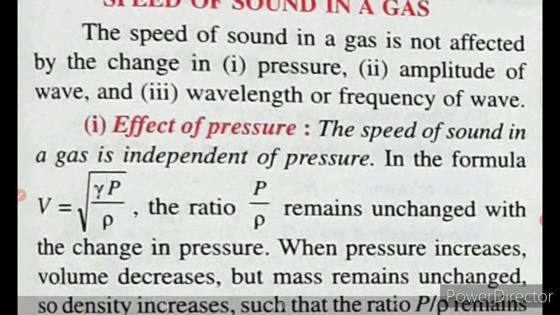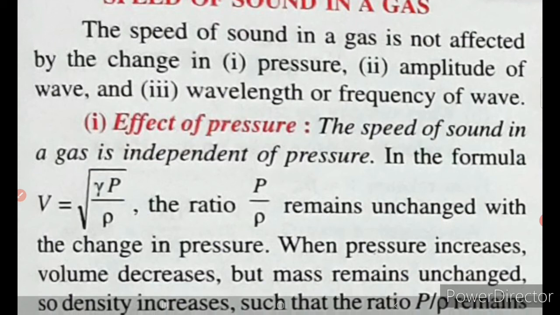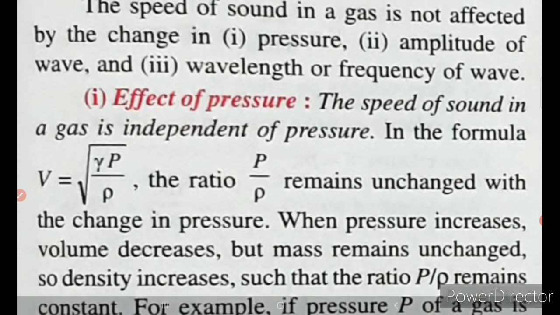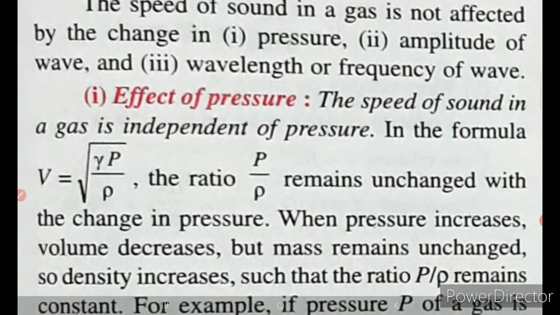So when the pressure increases, suppose the volume decreases, as you all know, it gets compressed, but the mass remains unchanged, so the density increases. So if the pressure increases, density also increases. That means if this increases, this also increases. Suppose the original value of pressure is 5 and the original value of the density is 2. If the pressure becomes double, the density also becomes double.